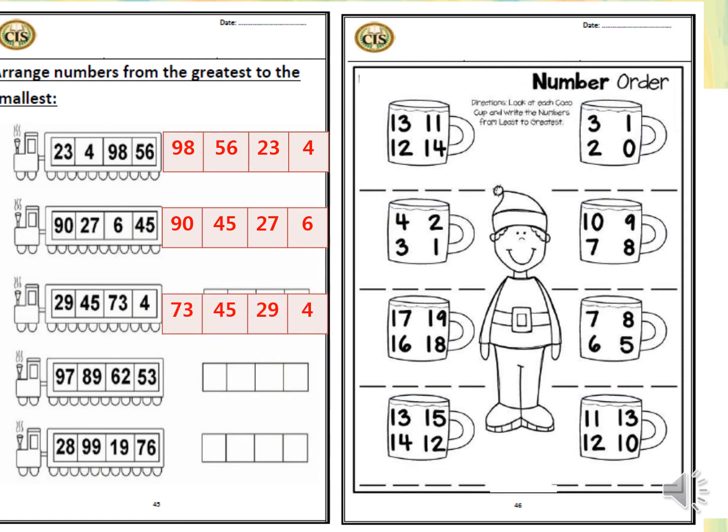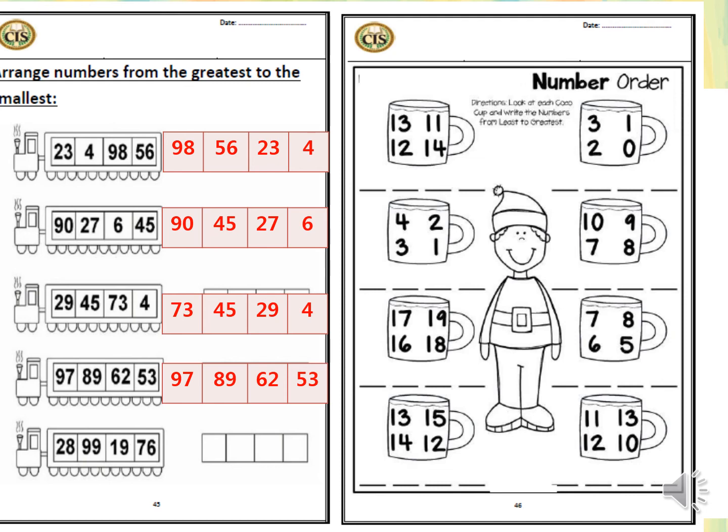Okay, next train we have here 97, 89, 62, 53. We have here 2-digit, 2-digit, 2-digit, 2-digit. Okay, so we look at tens place. We have here 9, 8, 6, 5. So which one is the greatest? Yes, 97, then 89, then 62, then 53.